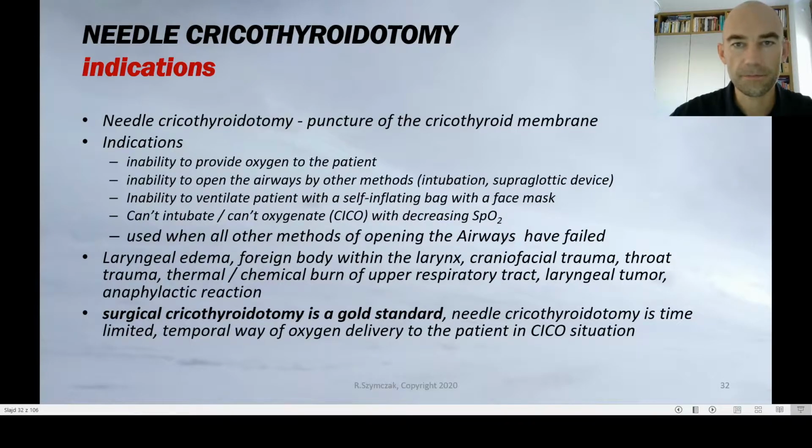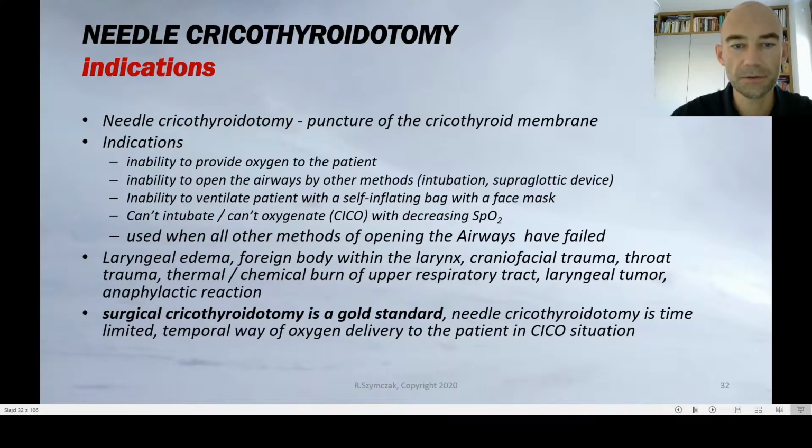following. As a matter of fact, you do it in the situation when you are unable to provide oxygen to the patient, when other ways of opening the airways are futile to introduce, like intubation or a supraglottic device.